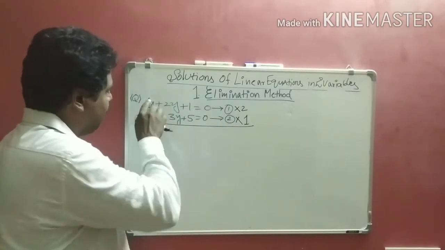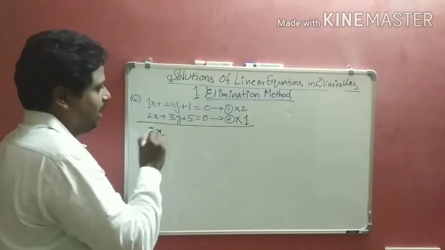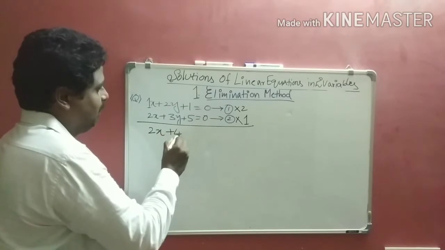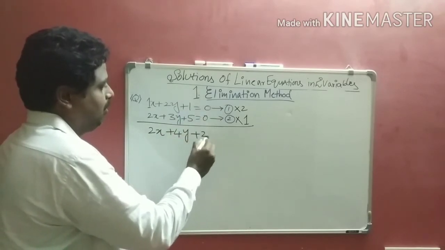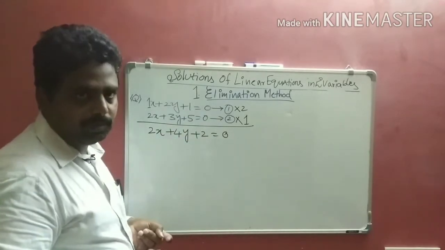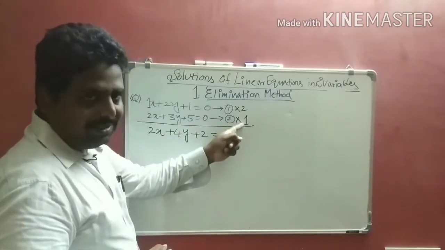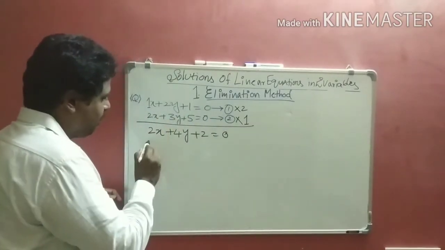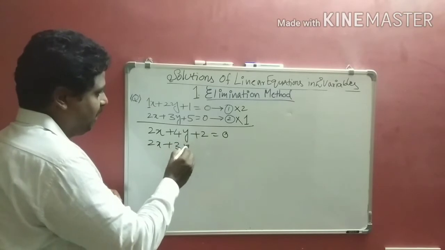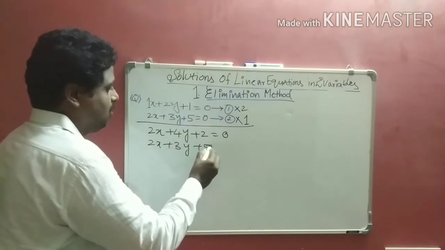Multiply 2 into 1x, which becomes 2x. 2 into 2y, which becomes 4y, plus 2 into 1, 2, 2 into 0, 0. Okay. Now the second equation with 1. So 1 into 2x, 2x, 1 into 3y, 3y, plus 5 is equal to 0.